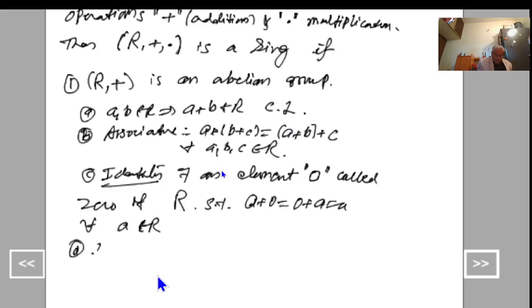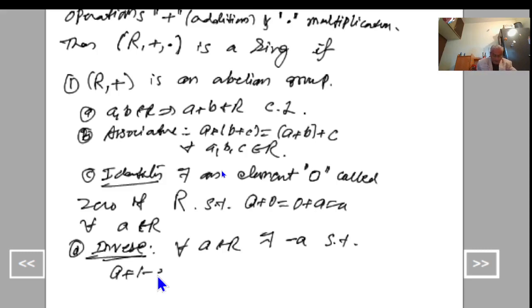And next one, inverse axiom. So that is here. For all A belongs to R, there exists an element, we denote this by minus A. Instead of writing A power of minus 1, we write minus A. And it is such that A plus minus A equals minus A plus A equals the corresponding identity element, that is 0. So we call this minus A the inverse of A with respect to addition.